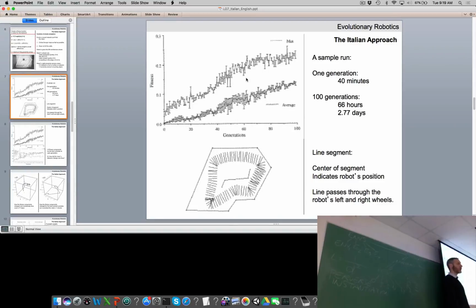Can't see the actual robot here, right? We just see its trajectory. What are these little lines? The wheel axle, right? So you can tell from this line which direction the robot is looking in, right?